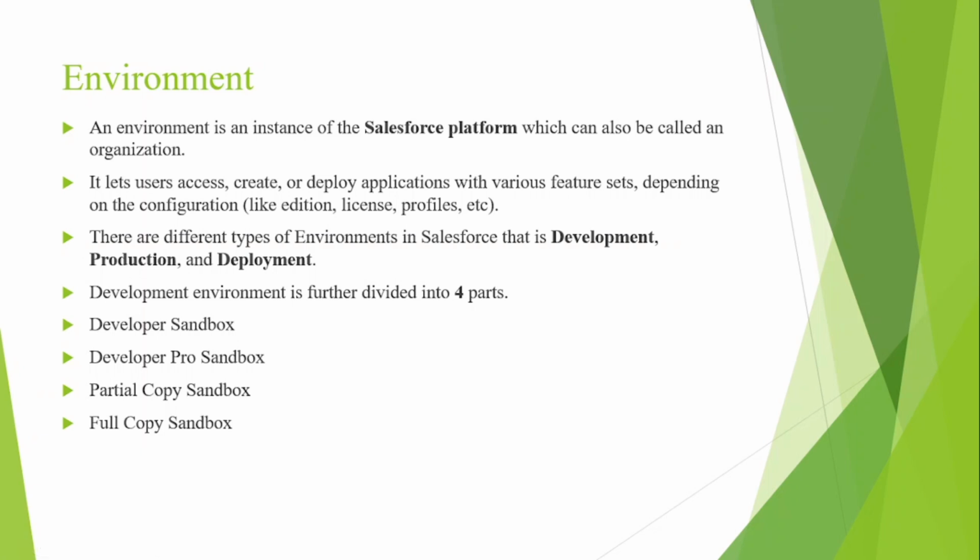Production means the live environment where the businesses are running, and between the two, deployment takes place. What is deployment? Deployment is sending code from one part to another part. Finally, from full copy sandbox we have to deploy into production. Then that particular functionality is going to work in the live environment.